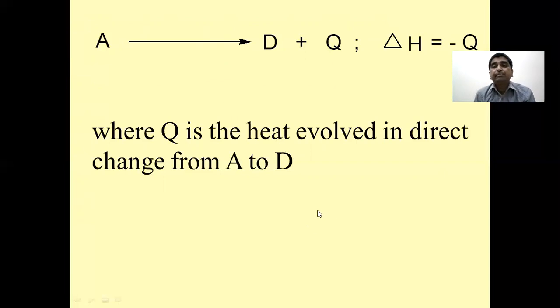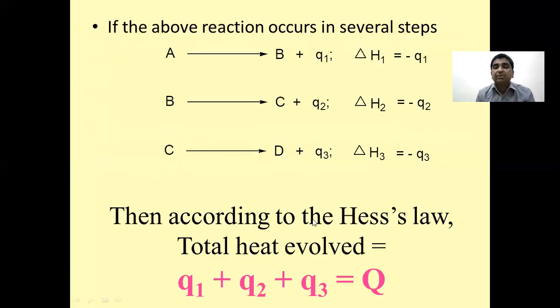Now this is one path where A can be converted into D. Is there any alternative? There may be an alternative path for the same conversion, where A can be converted into intermediate B, then this intermediate B can be converted into C, and the intermediate C finally gets converted into D. So there is another possibility of conversion of A into D, either in one step or through several steps. Let us suppose that the conversion occurs in the second way, in 3 steps.